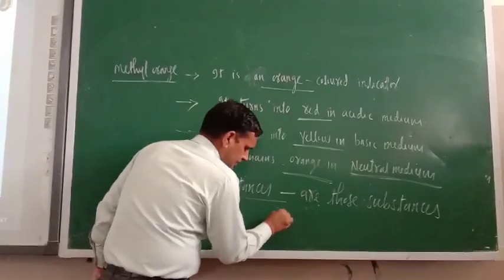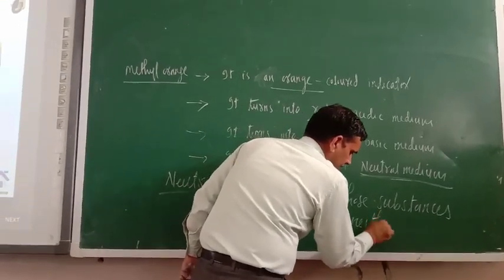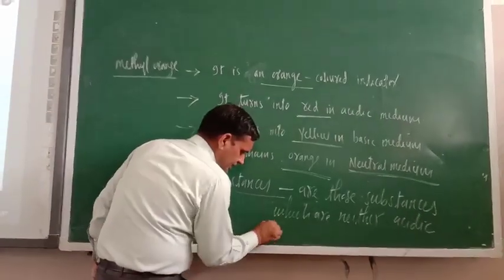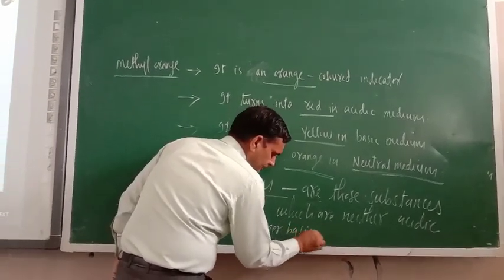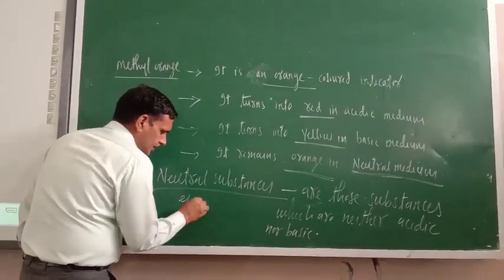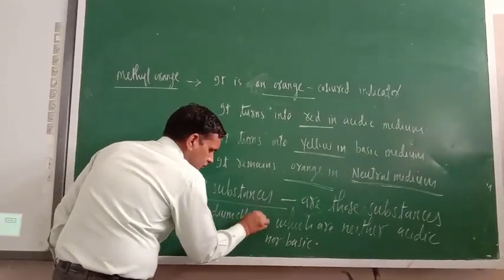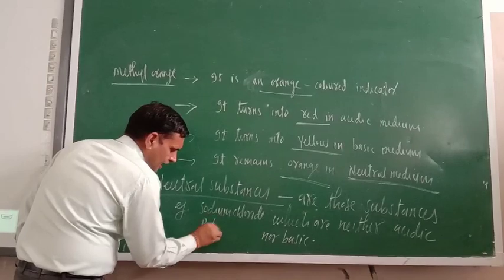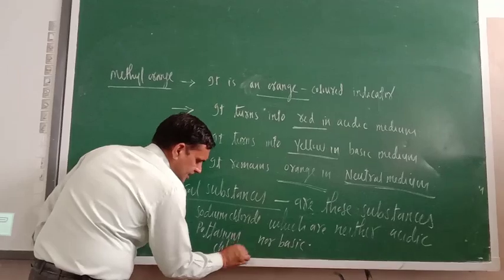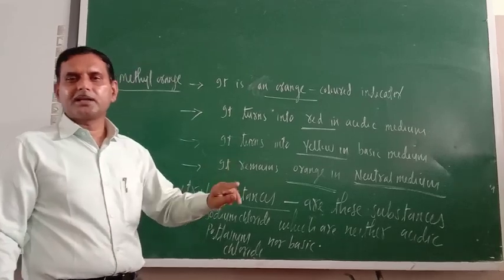which are neither acidic nor basic. Example: sodium chloride, potassium chloride. These are the substances which are neutral in nature.